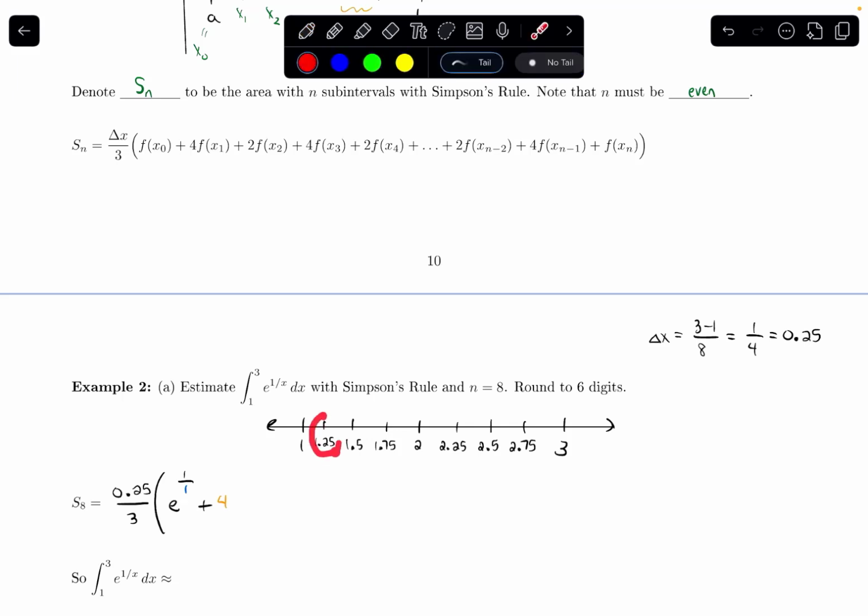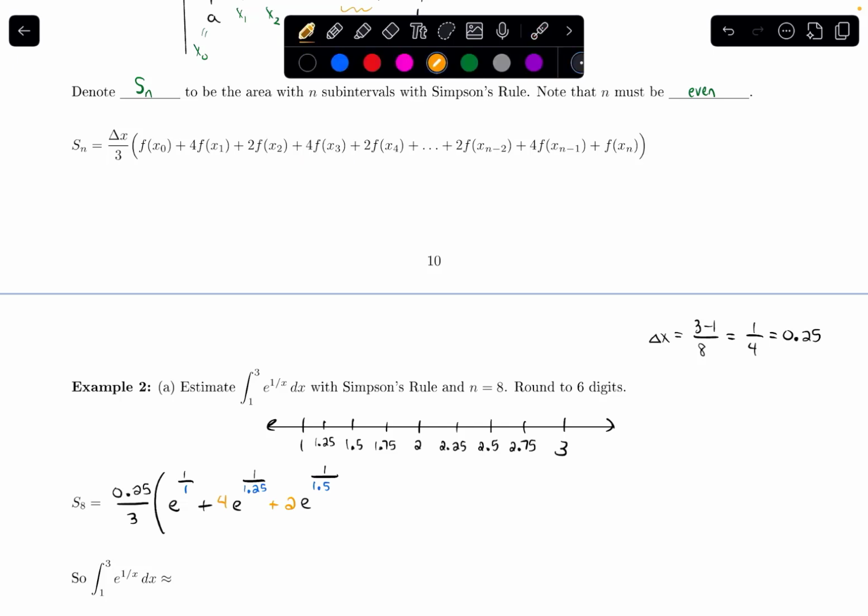what I get when I plug in the next tick mark value into my function. If I plug that in, I'll get e to the 1 over 1.25, plugging in 1.25 for the x. All right. Next coefficient's a 2, so I'll get plus 2 times, and now I plug in 1.5 into the function. So 2 times e to the 1 over 1.5. So we're going to keep going in this way, alternating coefficients with 4 and 2 and 4 and 2 until I get to the end.